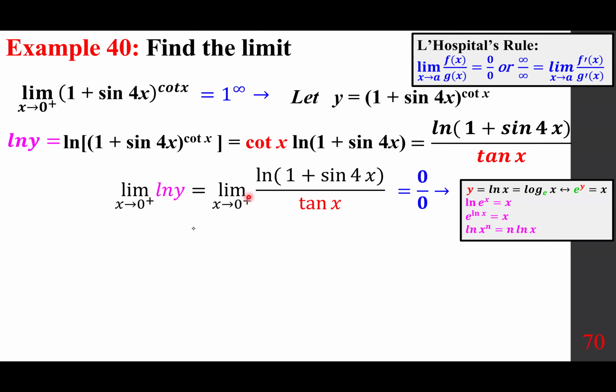So we are going to say, by L'Hopital's rule, this is the limit as x approaches 0 from the right. Take the derivative of the top, take the derivative of the bottom. The top is a natural log, everybody. So 1 over 1 plus sine 4x, and then times the derivative. The derivative of sine is cosine of 4x, and then times 4. So 4 cosine 4x. And then the bottom, tan x, the derivative is simply secant squared x. Please don't mix it up with the quotient rule of differentiation.